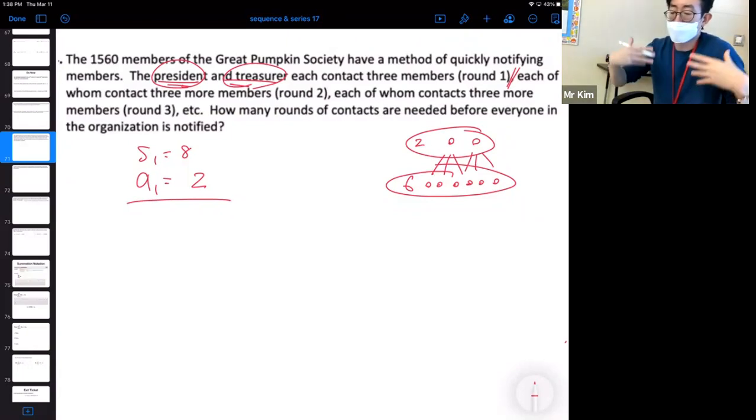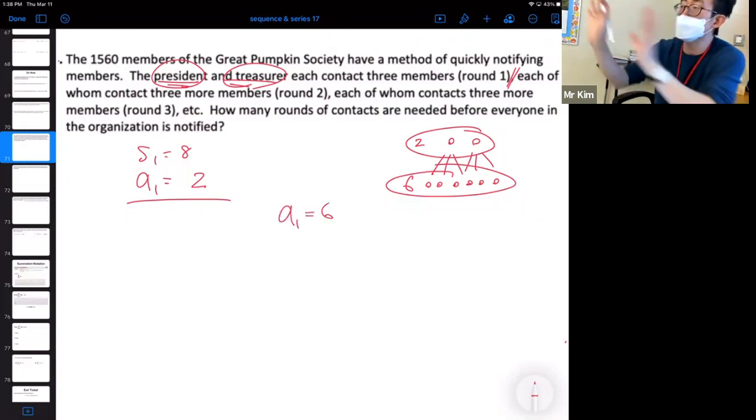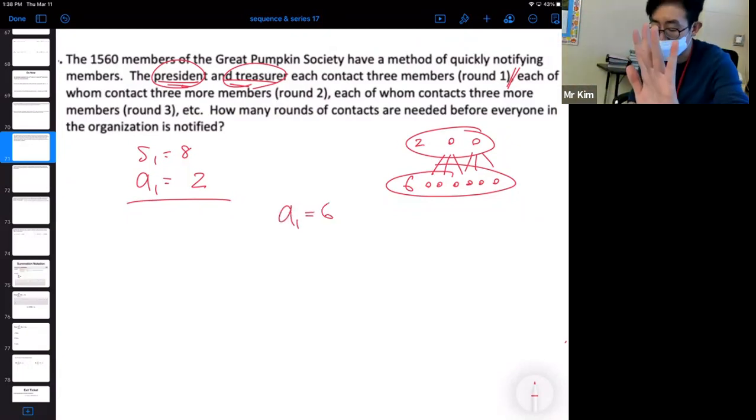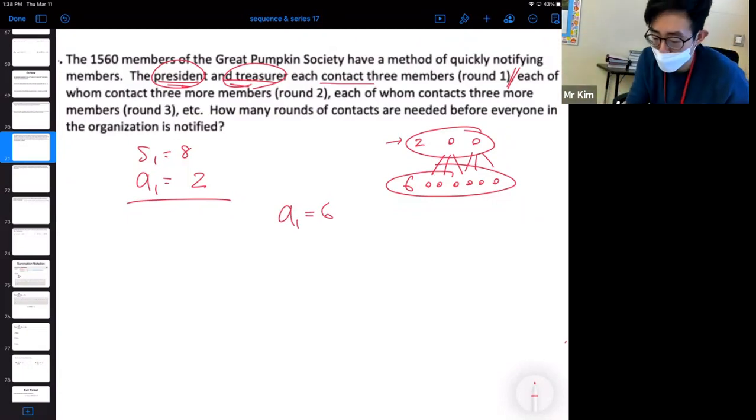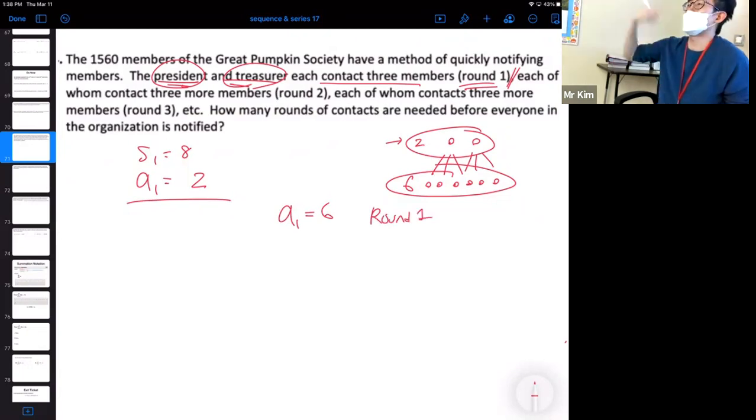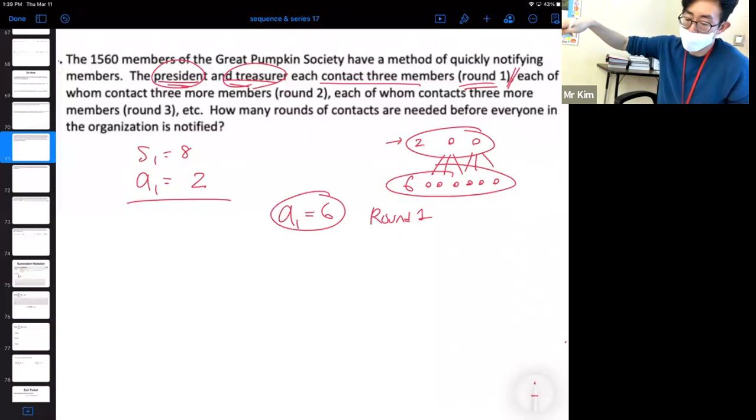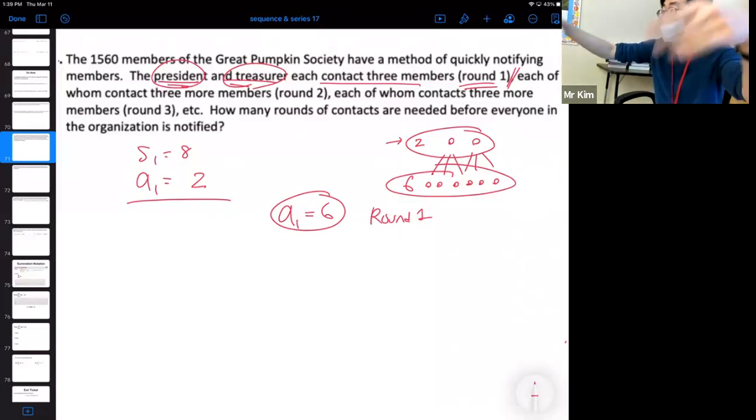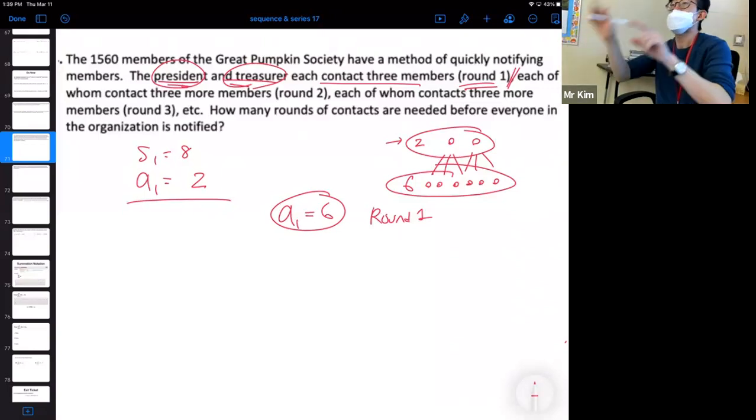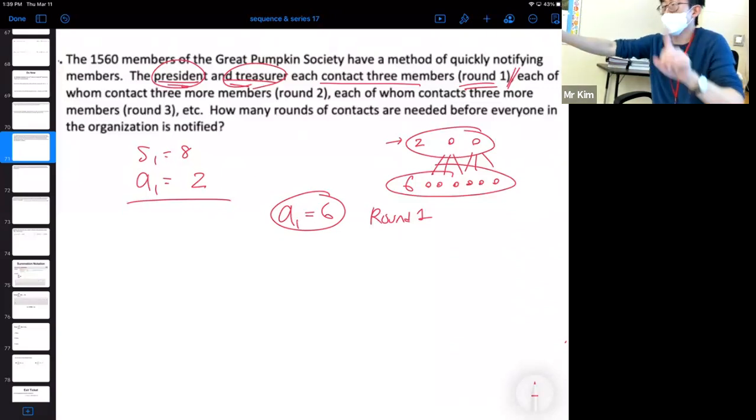When I was solving this question, I made a sub 1 to be 6. And here's the reason why, okay? I have no problem with you choosing a sub 1 to be 2. But they say that when they each contact 3 members, that's round number 1. So after round 1 has been conducted, those 2 people, the president and the treasurer, have contacted 6. Okay, that's after the first round. Do you guys kind of follow what I'm saying? I just wanted to make that number consistent. Round 1, a sub 1.